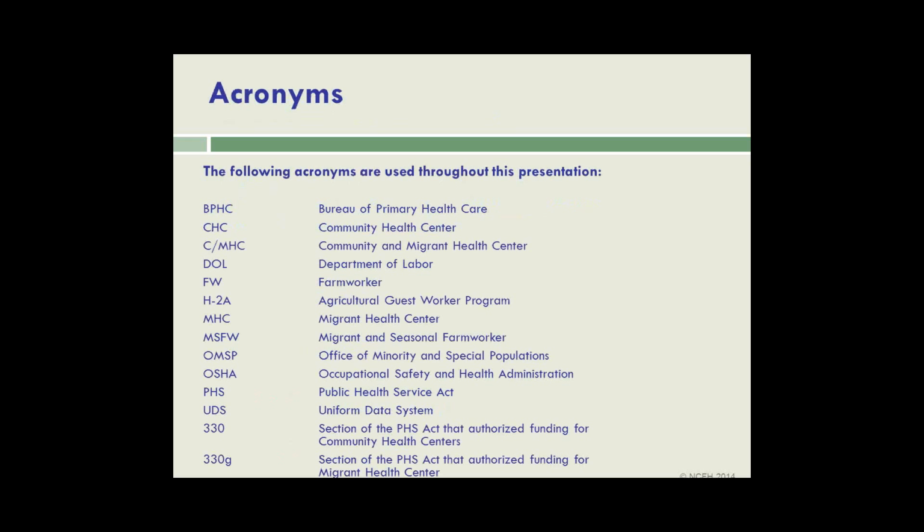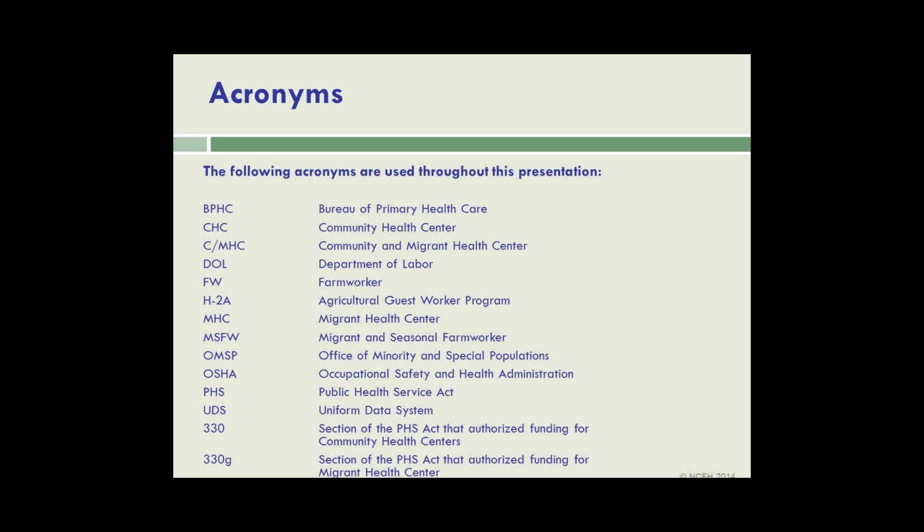Acronyms. The following acronyms are used throughout this presentation. BPHC, which is Bureau of Primary Health Care; CHC, Community Health Center; and MHC, Community and Migrant Health Center; DOL, Department of Labor; FW, Farm Worker; H2A, Agricultural Guest Worker Program; MHC, Migrant Health Center; MSFW, Migrant and Seasonal Farm Worker; OMSP, Office of Minority and Special Populations; OSHA, Occupational Safety and Health Administration; PHS, Public Health Service Act; UDS, Uniform Data System.